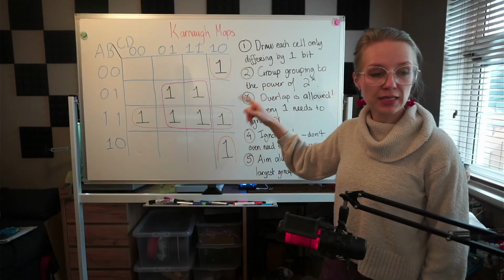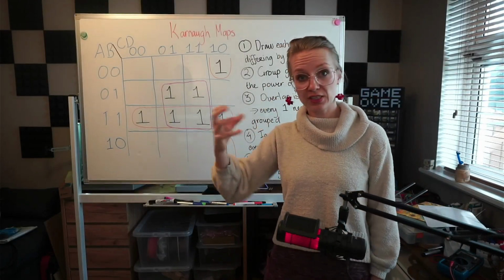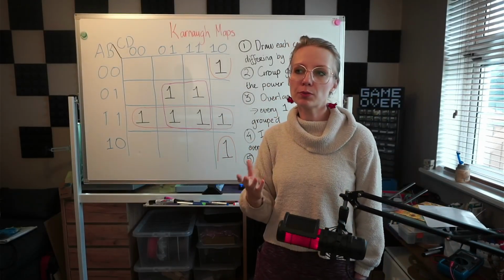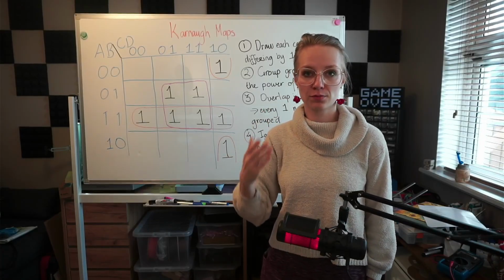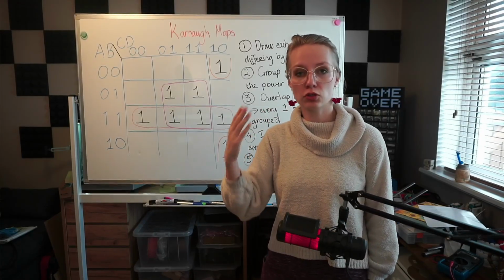Rule number 2 is that you have to group all of these ones, and the rule is you can group them to anything to the power of 2. 2 to the power of 0, 2 to the power of 1, 2 to the power of 2.